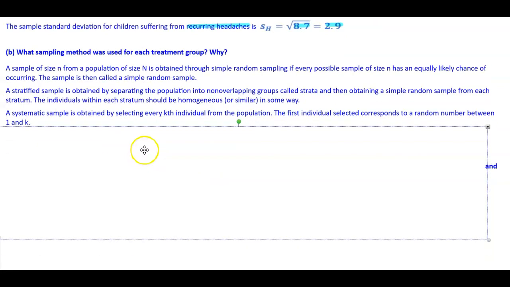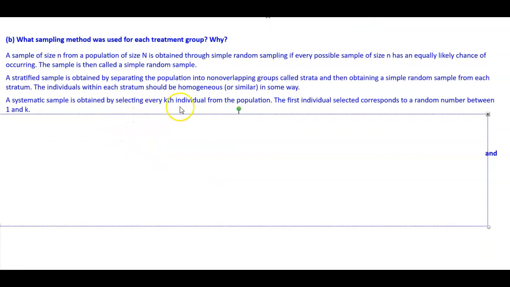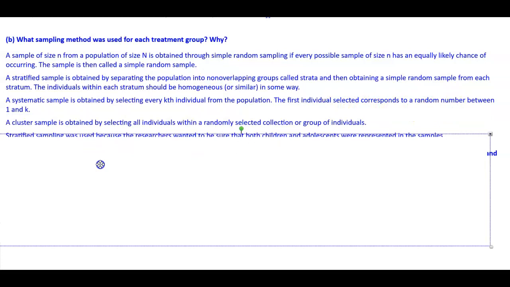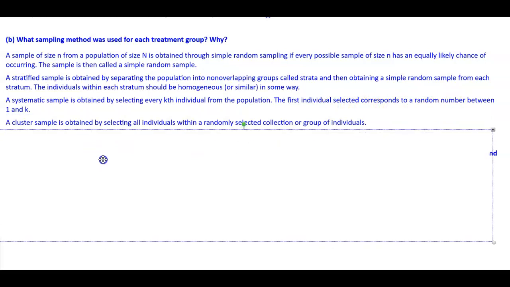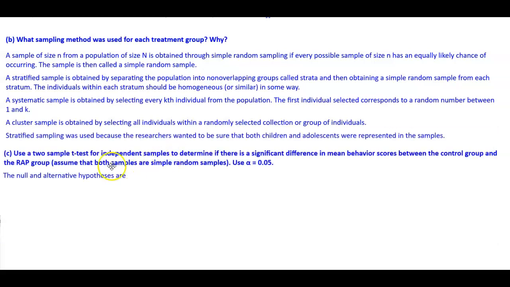A systematic sample is obtained by selecting every kth individual from the population. The first individual selected corresponds to a random number between 1 and k. A cluster sample is obtained by selecting all individuals within a randomly selected collection or group of individuals. Stratified sampling was used because the researchers wanted to be sure that both children and adolescents were represented in the samples.